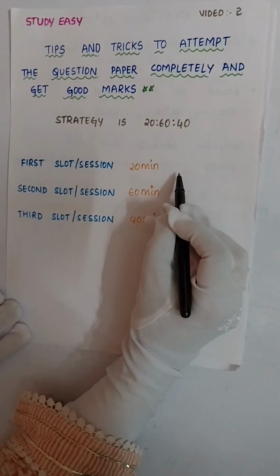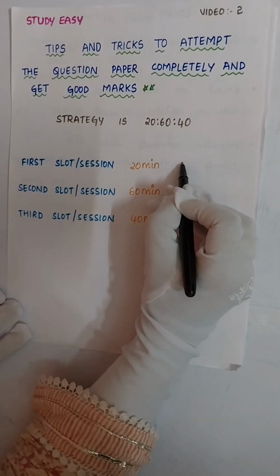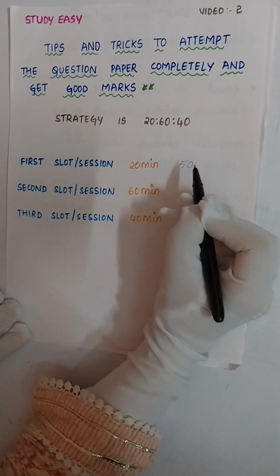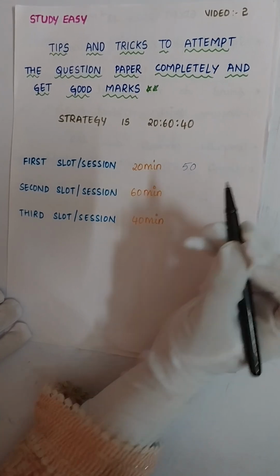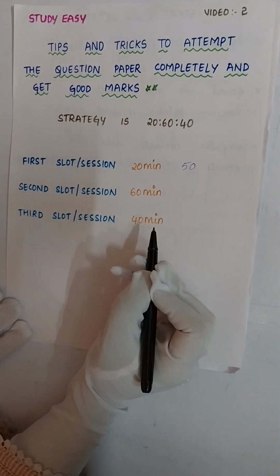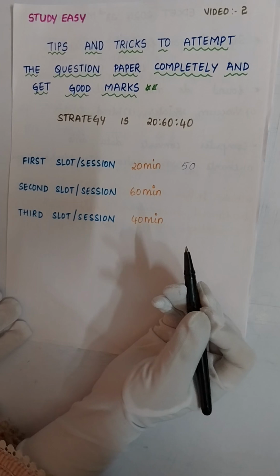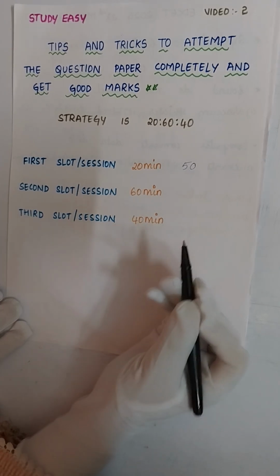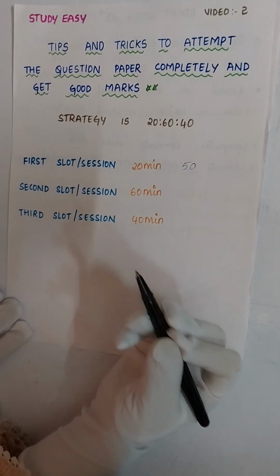So by the end of the first slot, that is, by the end of 20 minutes, you must be able to answer at least 50 questions. You must attempt 50 questions. And why am I telling you to scan the question paper initially? Because after the exam, many of them regret that some questions were very easy, but due to lack of time, we could not attempt them. So to avoid those regrets, follow this strategy.